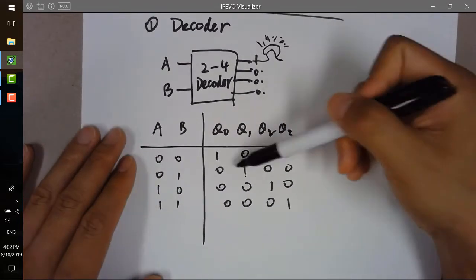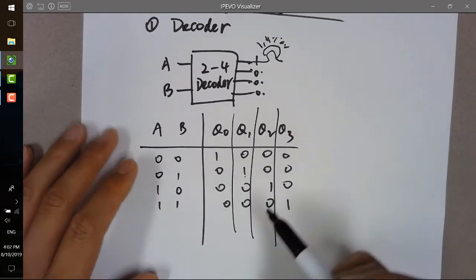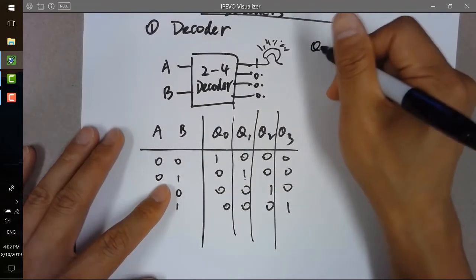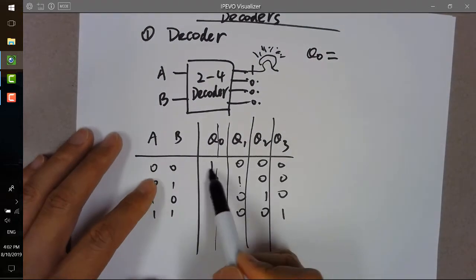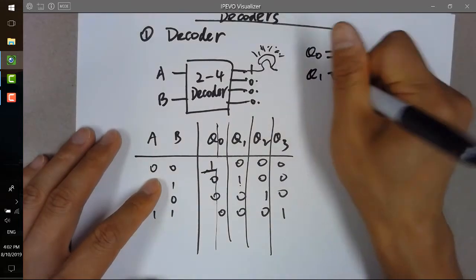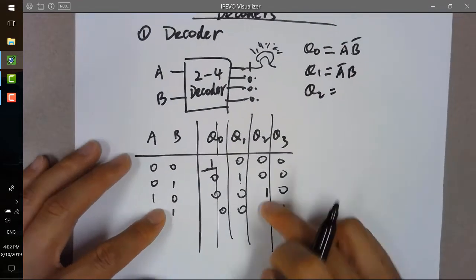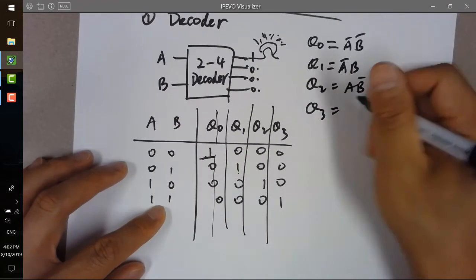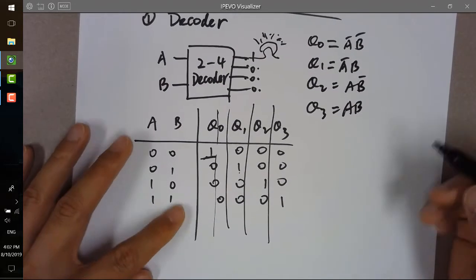And now since you have 4 outputs, we need to look at every single output to get the logic expression individually. So for example, Q0, so what is Q0? For this column, that's only one 1 here, right? So it's going to be A not B not. Q1 is A not B. Q2 is A B not. Q3 is AB, right?